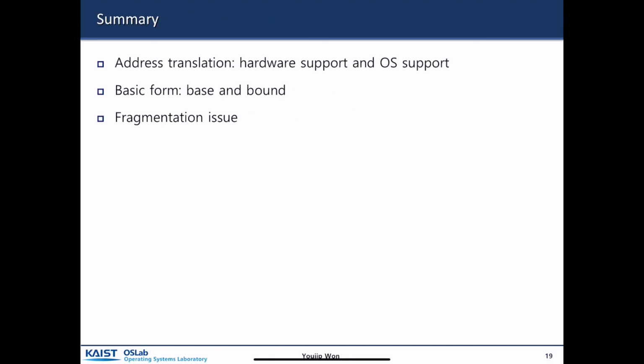In summary, as a very basic form of separating the virtual address space and physical address space, we have explained the base and bound register approach. To separate the virtual address space and physical address space, it requires address translation. And to perform address translation, there has to be support from the hardware and also from the operating system. But there is a fragmentation issue. It is called external fragmentation.